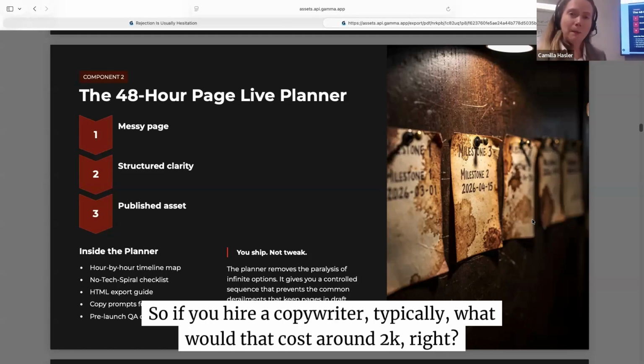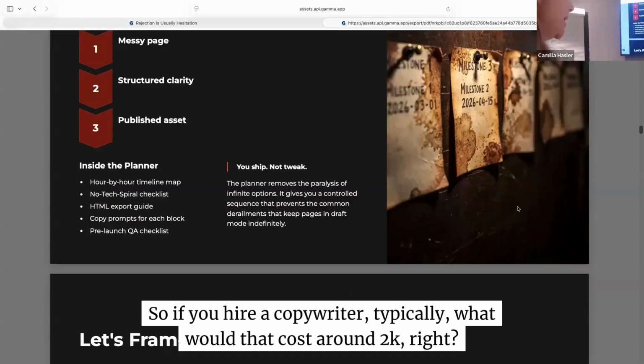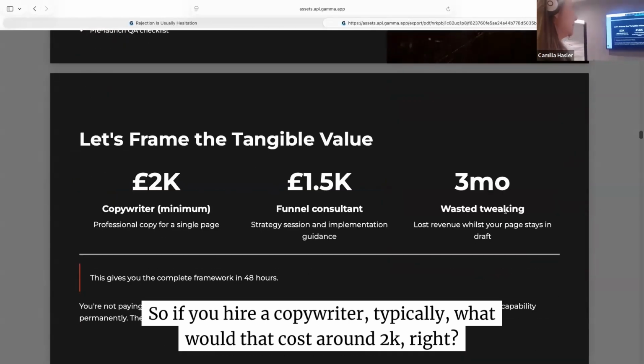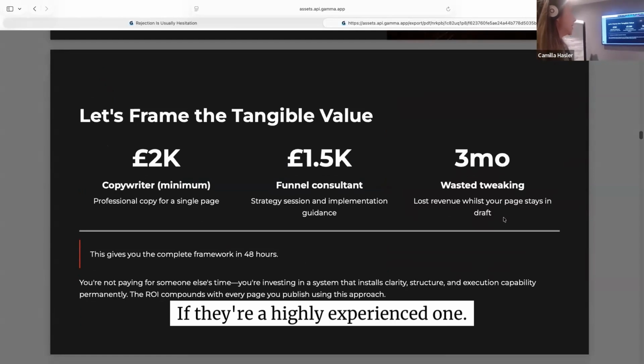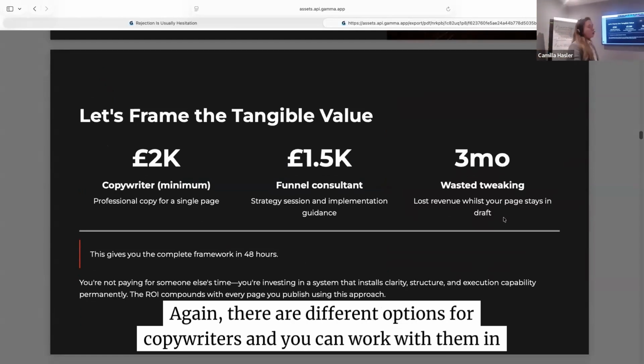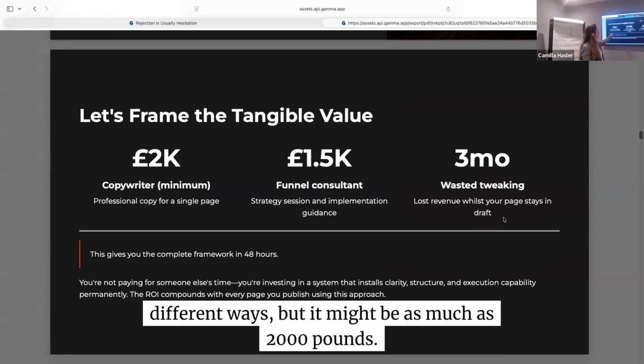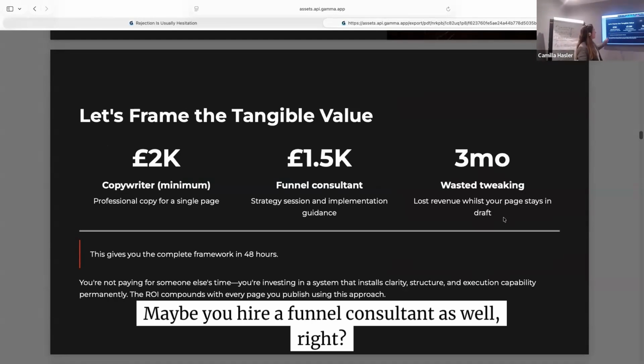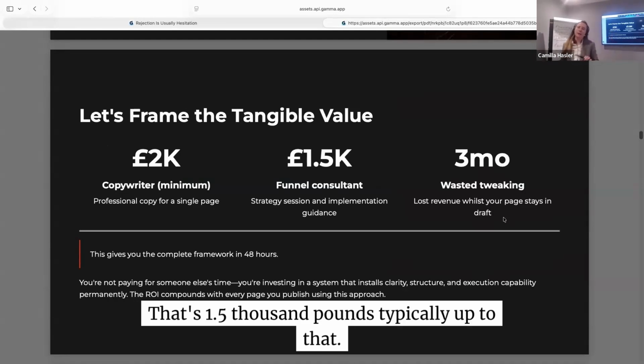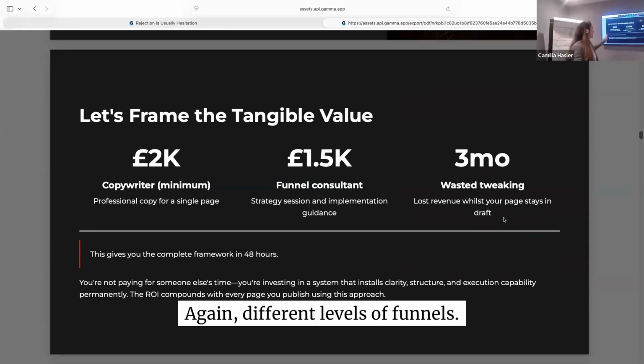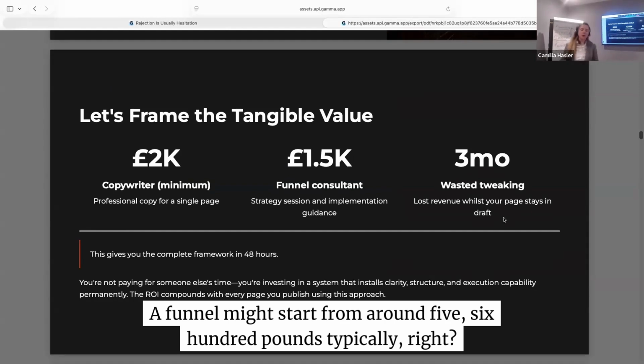So if you hire a copywriter, typically, what would that cost? Around 2K, right? If they're a highly experienced one. Again, there are different options for copywriters and you can work with them in different ways, but it might be as much as £2,000. Maybe you hire a funnel consultant as well, right? That's £1,500 typically, up to that. Again, different levels of funnels. A funnel might start from around £500-600 typically, right?